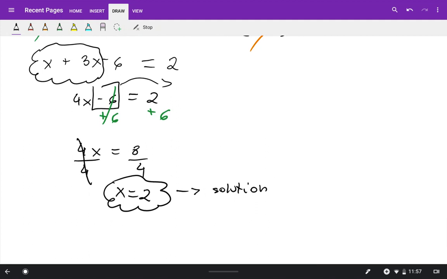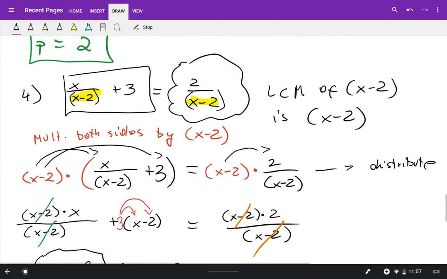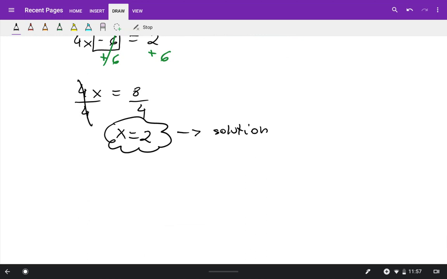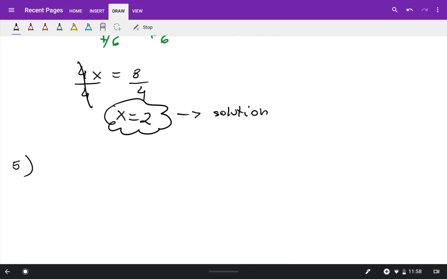Okay, one more equation with fractions, because I think that's the one which students struggle with. So let me give you more examples, a little more advanced. Here we have 4 over x minus 2 equal -3 over x plus 5 plus 7 over x minus 2.